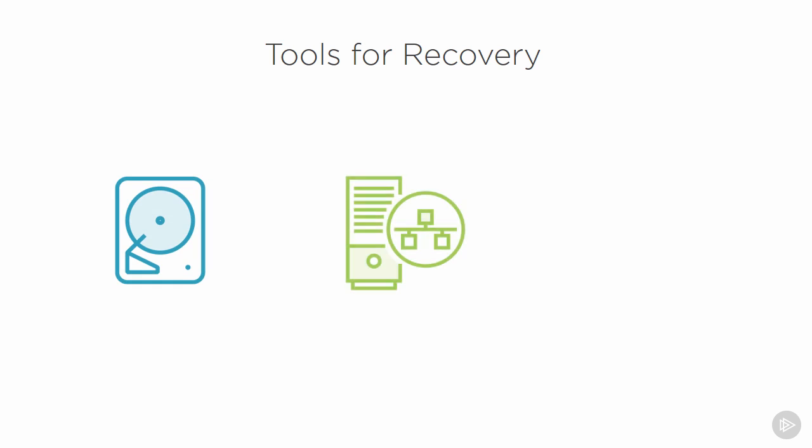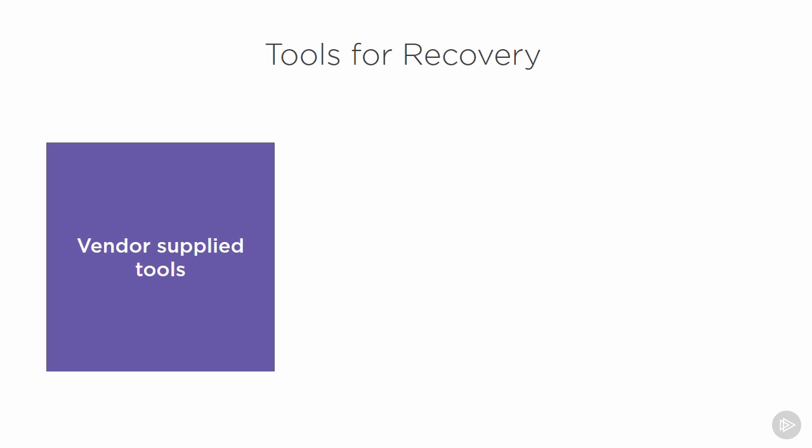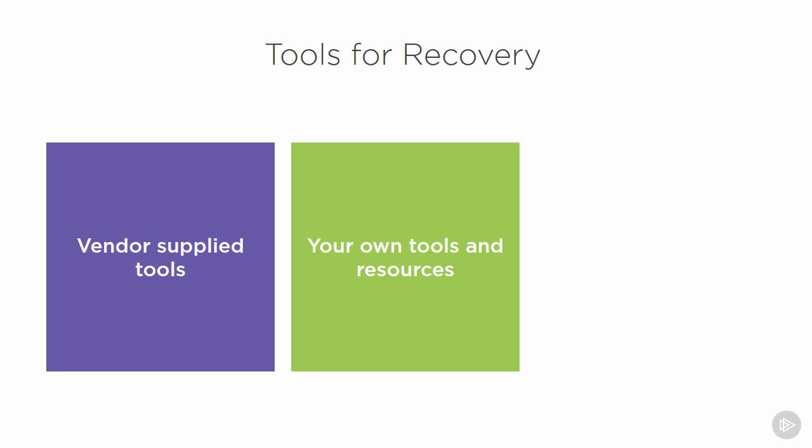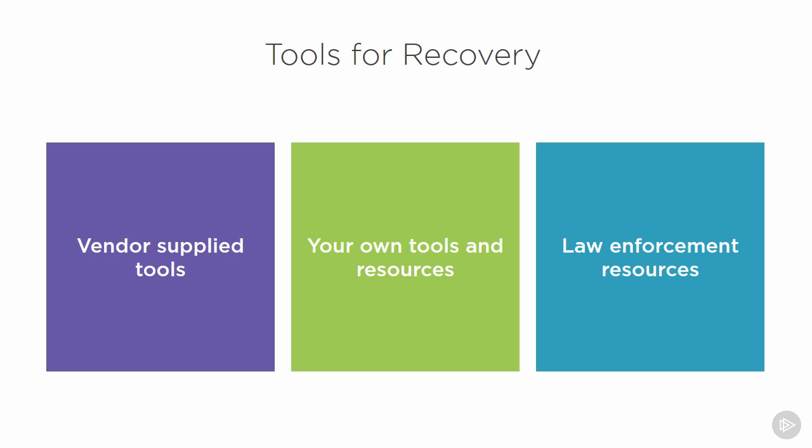So we've looked at some of the obvious methods for recovering your files from local file systems, from network file systems, and also from cloud service providers. In this section, we'll move along and look at the different types of other tools that are available for recovery. We're going to concentrate on three different categories of tools. Tools that are supplied by vendors, your own tools and resources, and also tools and resources provided by law enforcement.